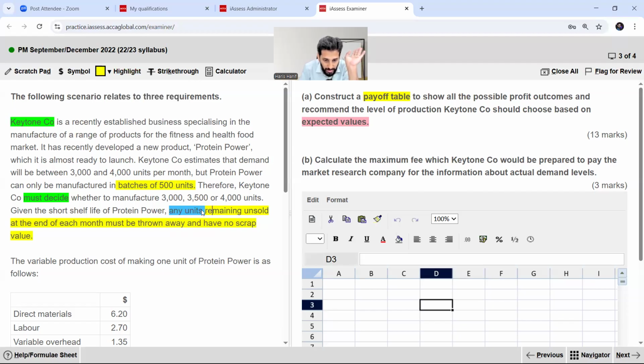They must be thrown away, right? This is also the important point: you have to dump it, throw it away, and it has no scrap value. That means the production is a must. So we have got 3 decision making points.